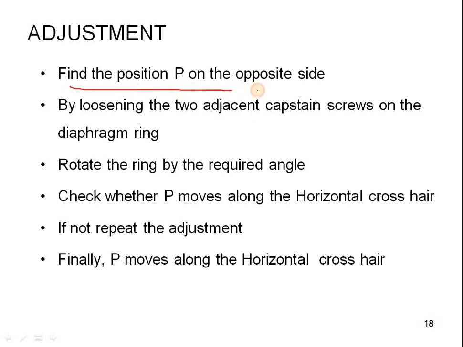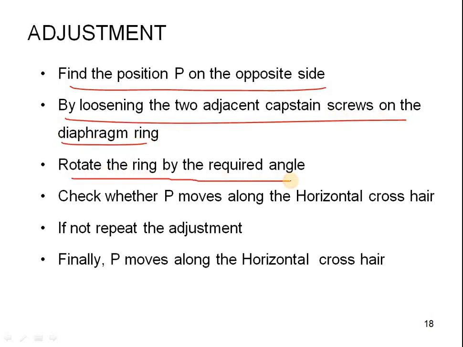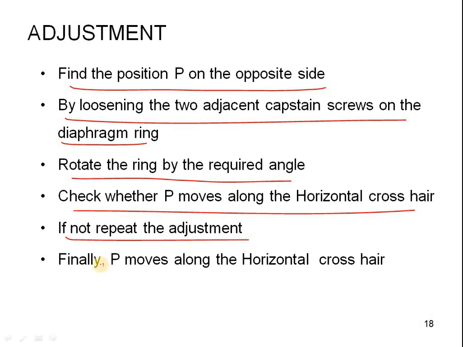Find the position of P on the opposite side by loosening the two adjacent capstan screws on the diaphragm ring. Rotate the ring by the required angle. Check whether P moves along the horizontal crosshair. If not, repeat the adjustment. Finally, P moves along the horizontal crosshair.